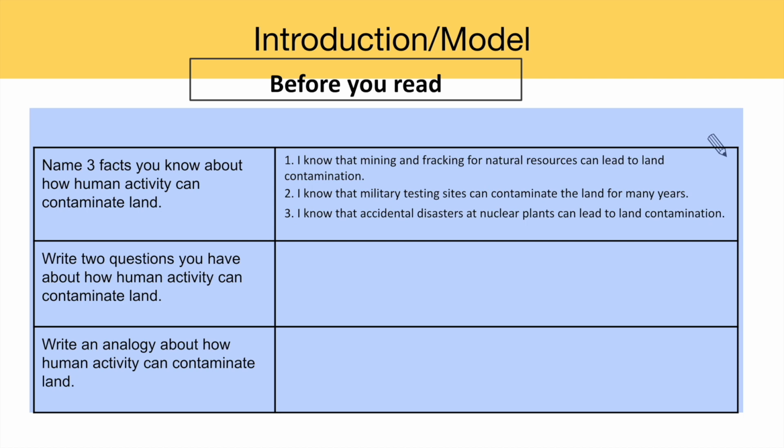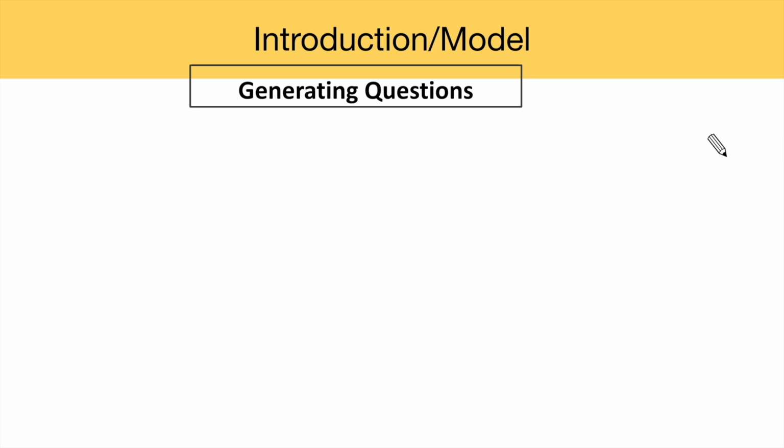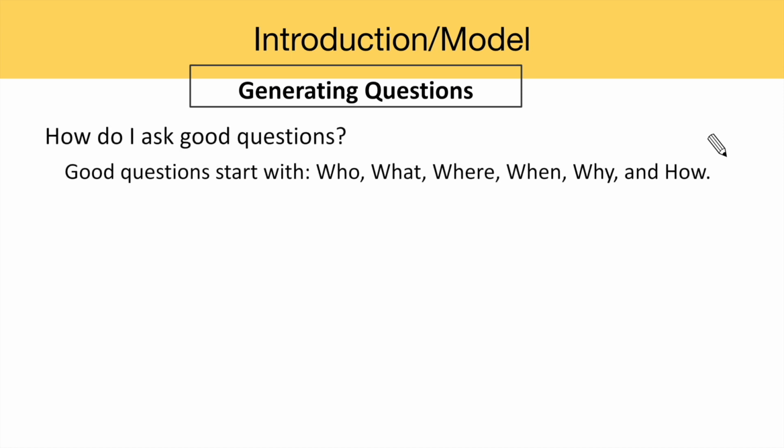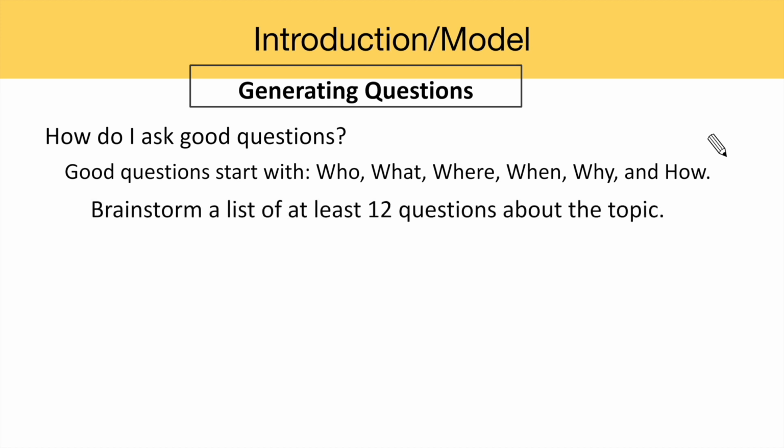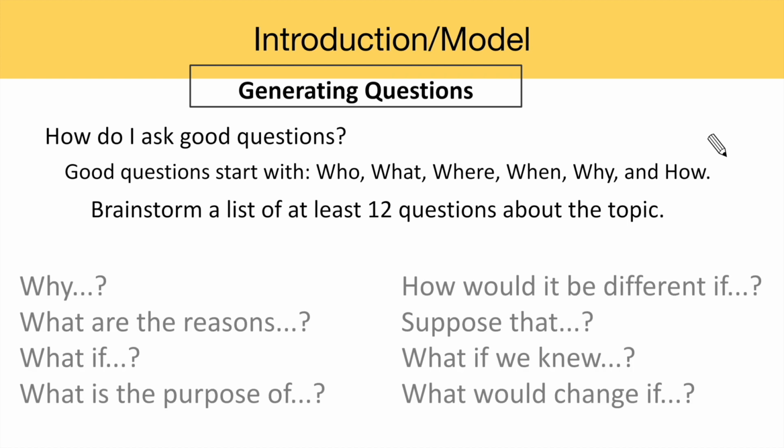Now, generate 2 questions about how human activity can contaminate land. Well, generating questions. How do I ask good questions? Good questions start with who, what, where, when, why, and how. Brainstorm a list of at least 12 questions about the topic. Here are some question starts to help you generate good thought-provoking questions.